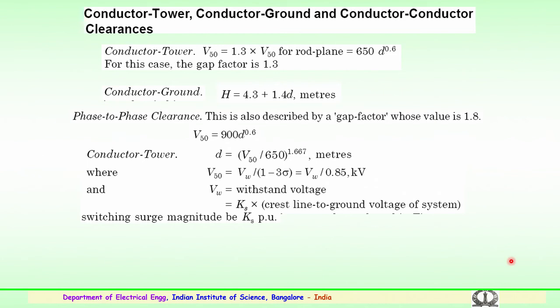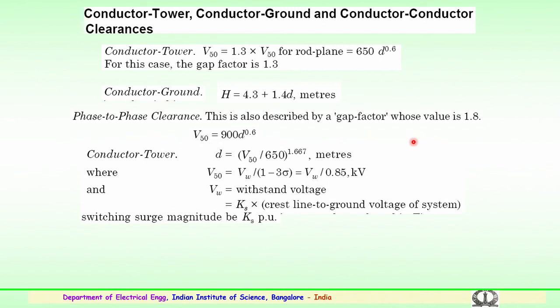So, while estimating the clearances for the conductor from the insulator string, that is the conductor to tower clearances, conductor to ground and conductor to conductor clearances are very important, and utmost consideration has to be given and proper calculations have to be carried out. So, conductor to tower, how is it done?